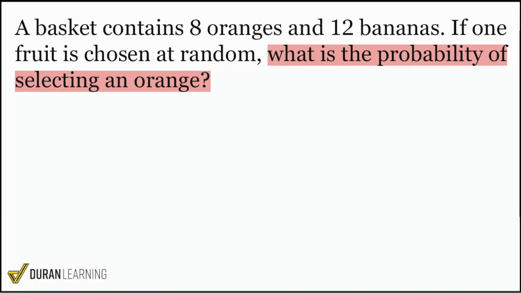So let's go ahead here and say that what we are trying to calculate is the probability of getting an orange, and we are going to divide that by all possibilities, so all outcomes. Let's take it nice and slow here. It says a basket contains 8 oranges and 12 bananas, we're going to choose one fruit at random. What's the probability of selecting an orange?